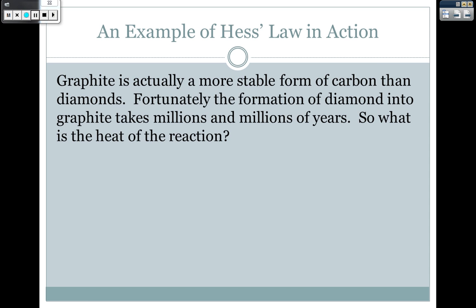Graphite is actually a more stable form of carbon than diamond. Fortunately, the change of diamond into graphite takes millions and millions of years. So the question then is, what is the heat of that reaction? We're looking for carbon solid diamond going to carbon solid graphite. It takes too long to do that for us, millions and millions of years. We can't measure that. So we want to know the heat of that reaction, or the enthalpy change of that reaction, and we can do it using Hess's Law and adding together different reactions.